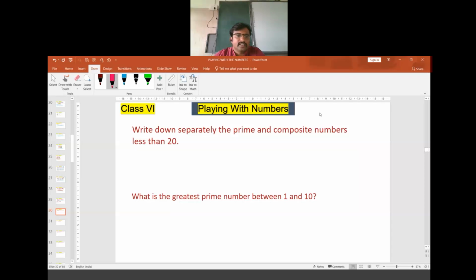Now you will answer this question. Write down separately the prime and composite numbers less than 20. First, we will write the prime numbers, then we are going to find the composite numbers. Here I go with prime numbers, then I will write the composite numbers.